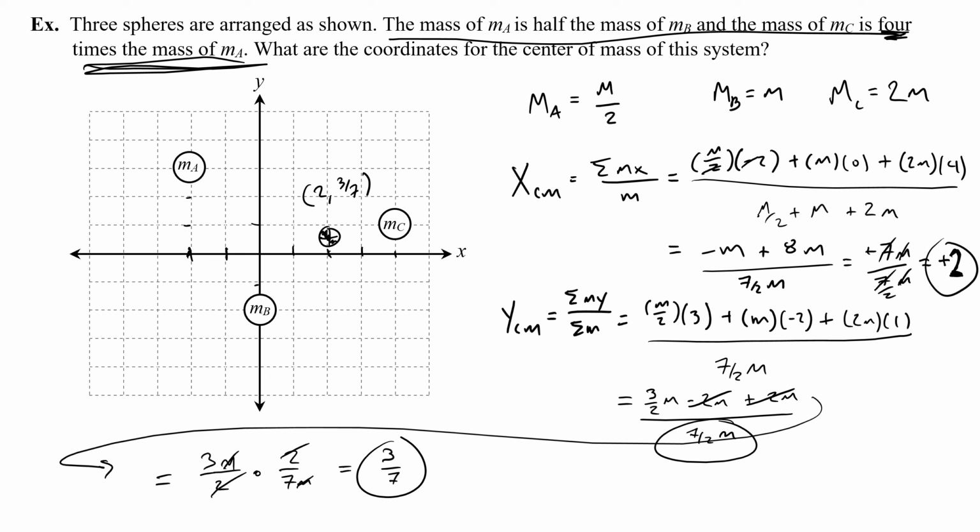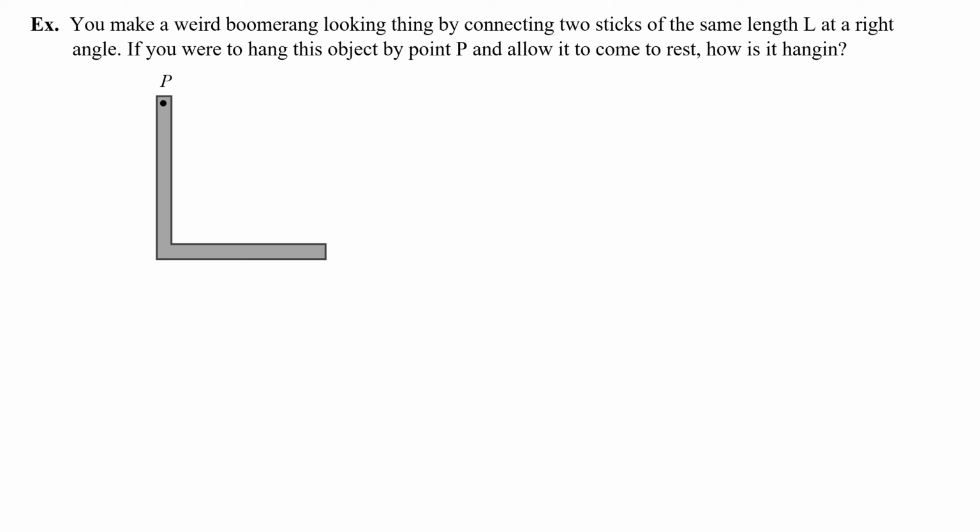Okay, let's take a look at one last example where we're going to have a two-dimensional center of mass problem, but this time it's going to be symbolic. You make a weird boomerang-looking thing by connecting two sticks of the same length L at a right angle. That's kind of the picture here. If you were to hang this object by point P and allow it to come to rest, how's it hanging?